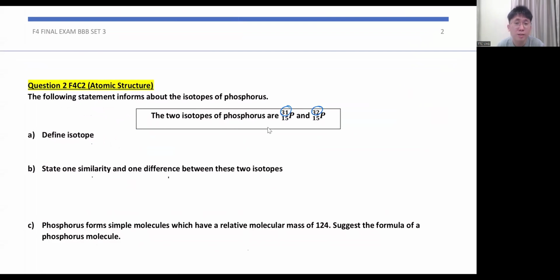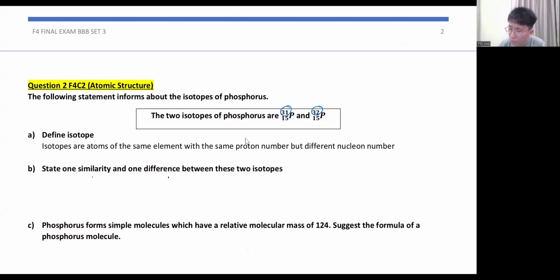Define isotope, guys. Please memorize this definition exactly, every word. A lot of students just memorize the simple words and never write the full sentence, and the teacher doesn't give you marks. What is the full definition for isotopes? It must be the atoms of the same element, must be these few words: atoms of the same element with the same proton number but different nuclear number.